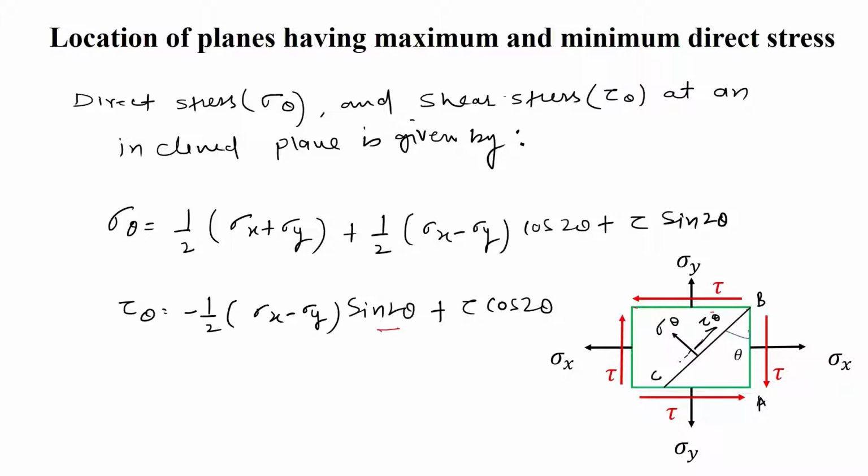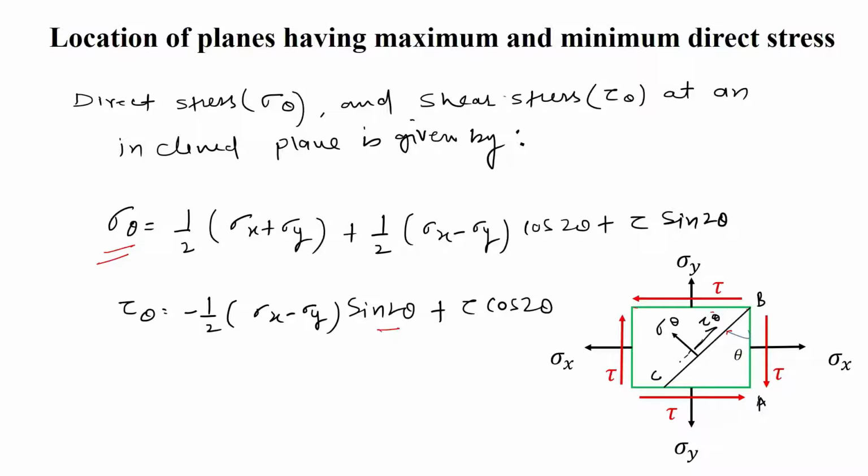In the last lecture we derived these two formulas, direct stress and shear stress on an inclined plane, which is inclined at theta from the vertical plane, and this theta is measured in the clockwise direction. So we have taken these two formulas from our last class. Now as we can see here, sigma theta is a function of theta. As theta varies, the value of sigma will vary.